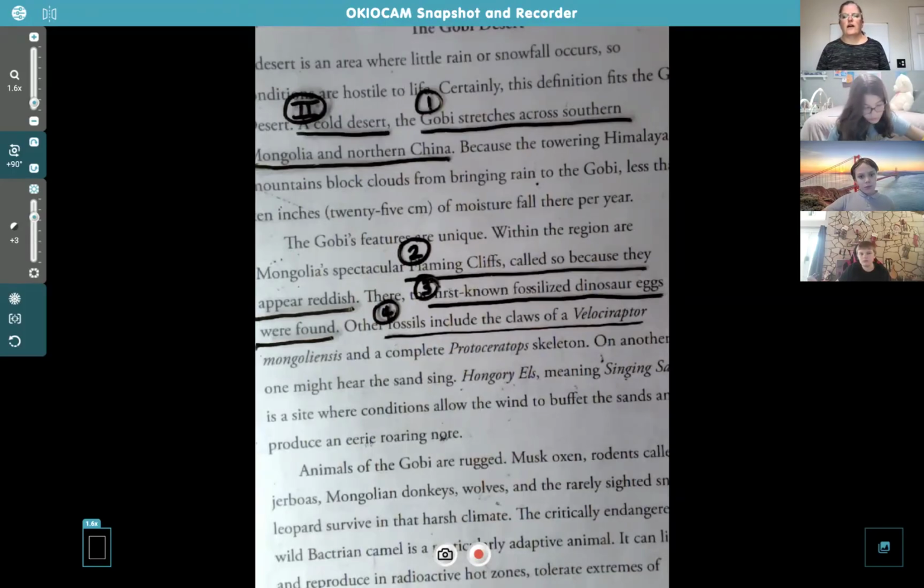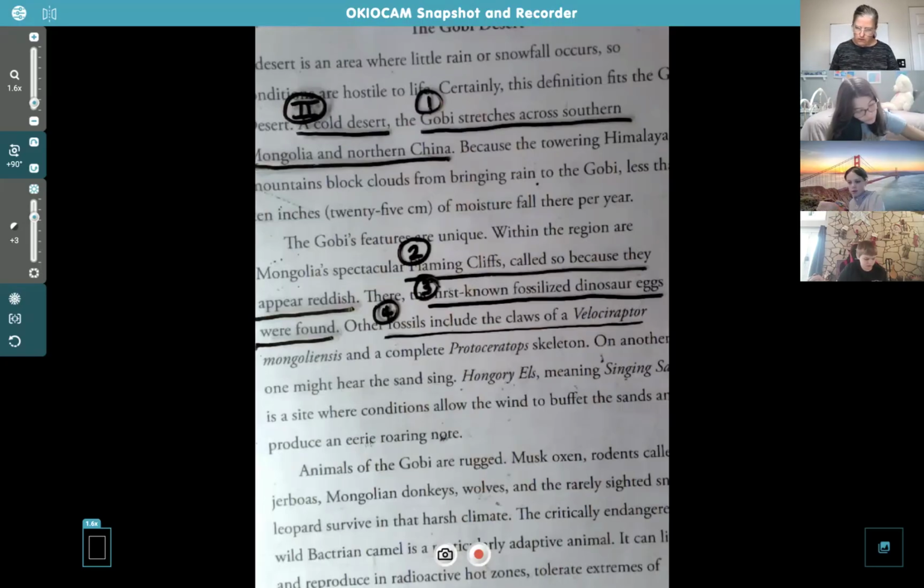First fossilized found. Okay, that's pretty good, except you're missing the most important thing that they found, the dinosaur eggs. So we've got to have that somewhere in there. Could we do a number for the word first? Yeah, you know how to do that? How do you do that?